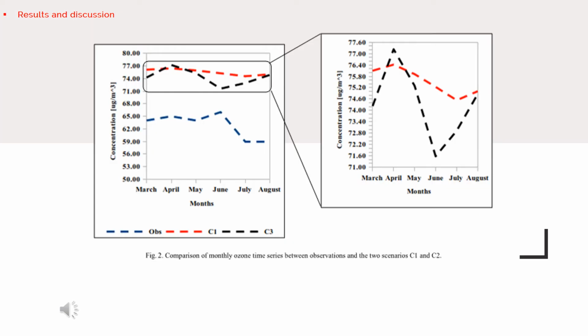Figure 2 shows a comparison of monthly ozone time series between observation and the two scenarios C1 and C3. This figure shows that the model overestimates overall ozone concentration in both seasons. There is also a difference in estimation due to the type of resolution used, ranging from a maximum absolute value of 3 micrograms per cubic meter in June to a minimum of 0.8 in April.